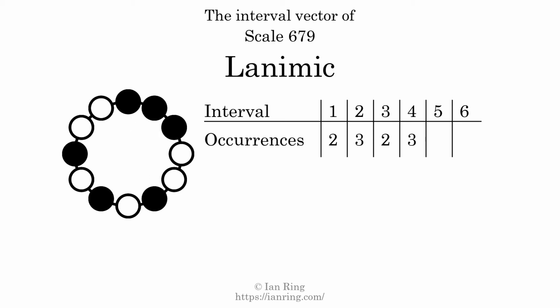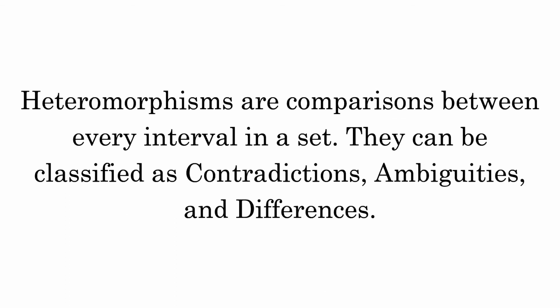There are 3 intervals with the size of 4 semitones. They are here, here, and here. There are 4 intervals with the size of 5 semitones. They are here, here, here, and here. There is 1 interval with a size of 6 semitones. It is here. Each interval does not appear in this scale a unique number of times, so this is not a deep scale.